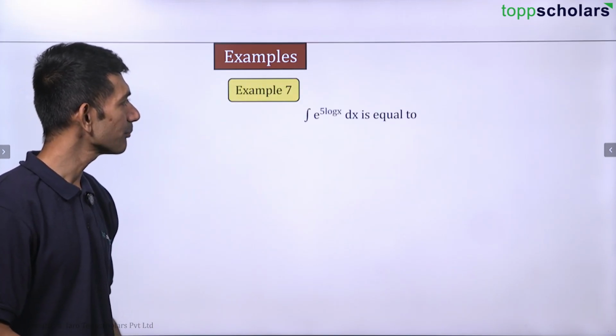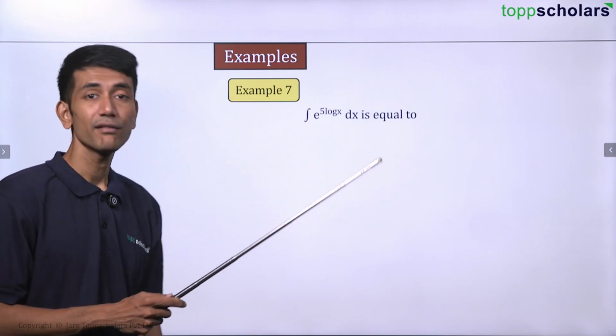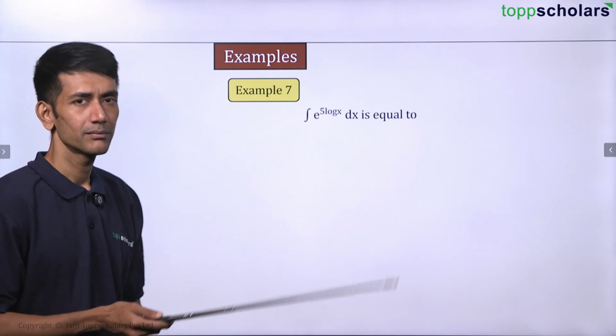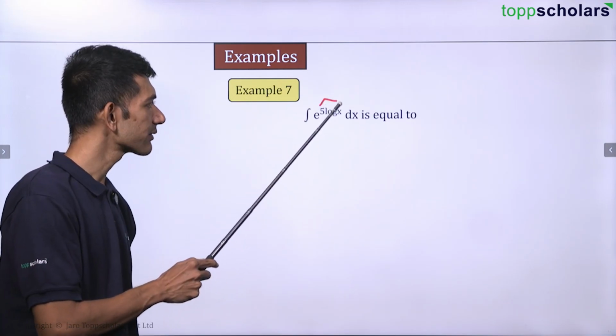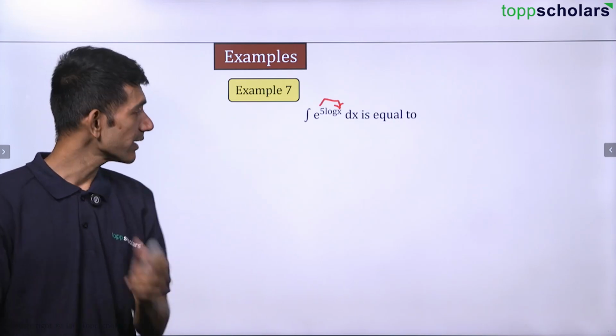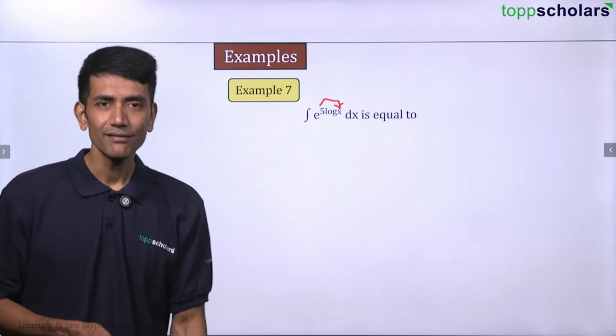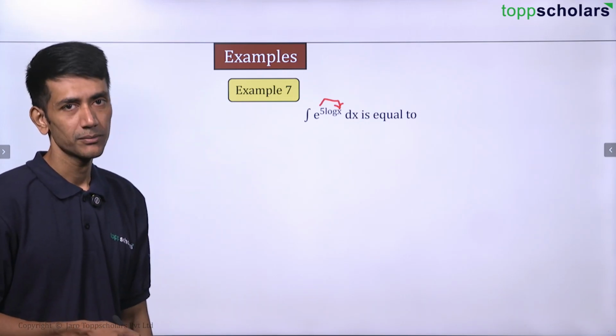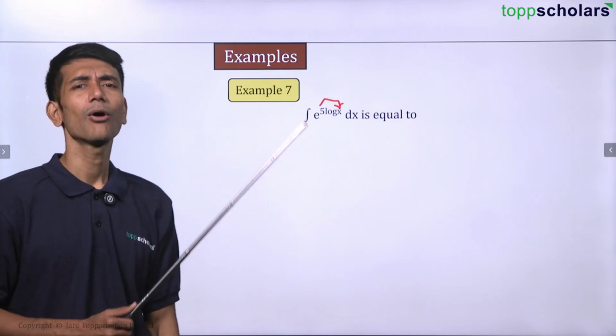Okay, we have a new example. It says e raised to 5 log x. Now, if you remember, a log x can be written as log of x raised to a. So here also 5 log x can be written as log of x raised to 5, right? So e raised to log of x raised to 5, isn't it?